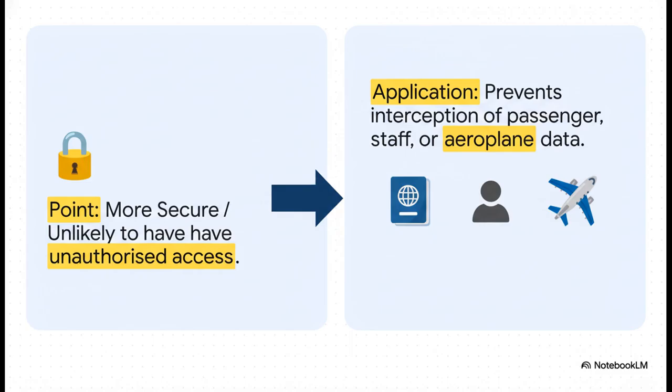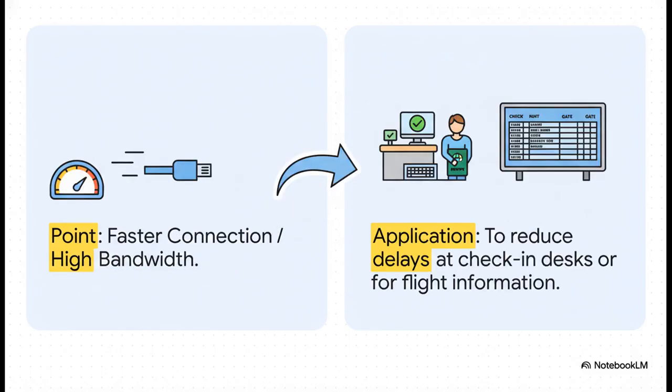So, point, a wired connection is more secure. Great, that's your first mark right there. Now for the second mark, the application, so that sensitive data about passengers, staff, or airplanes is not intercepted. See how that ties it directly to the airport? Bam, 2 marks. Let's do another one, just to really hammer it home.